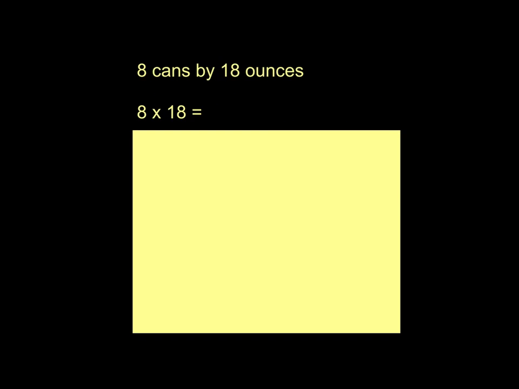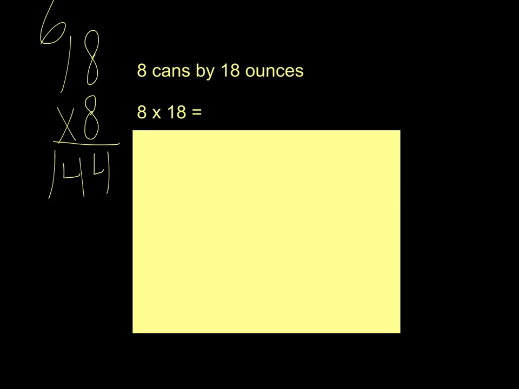For our next step, we can set up a multiplication problem, 18 times 8, in which 8 times 8 is 64, and 8 times 1 is 8. Therefore, 8 times 18 is 144 ounces.